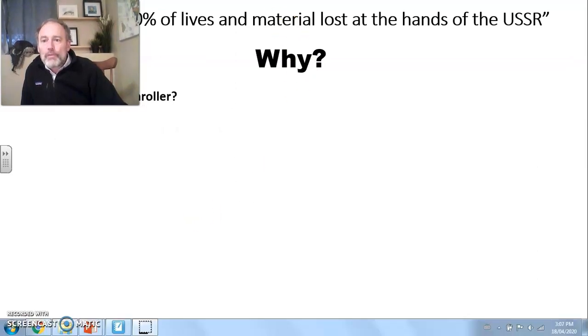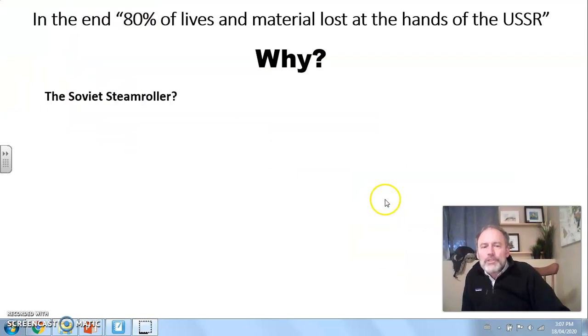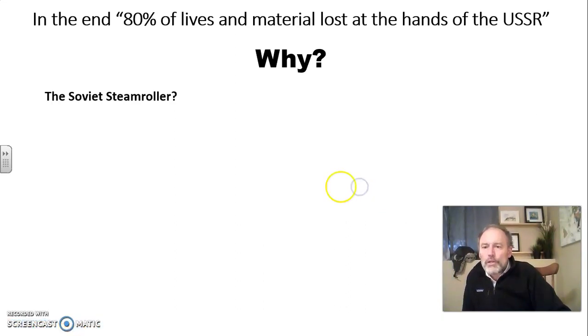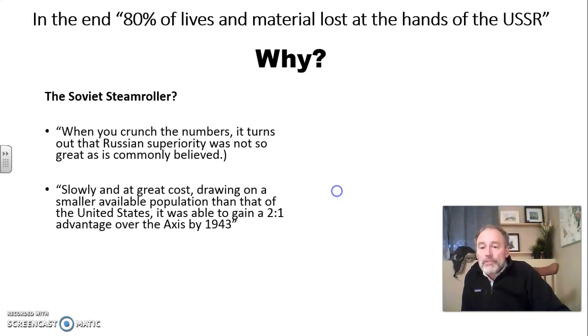Now, we have a question here. In the end, 80% of the lives and material lost of the Germans was at the hands of the USSR, not the Allies, not in D-Day. And why is this so? Was it the Soviet steamroller, that idea that they had millions and millions and millions of soldiers to throw forward? Well, in the words of PhD author Pennington, when you crunch the numbers, it turns out that Russian superiority was not so great as is commonly believed.